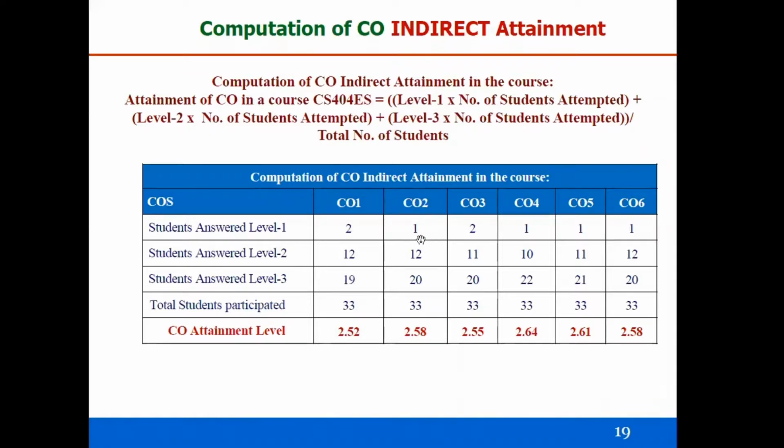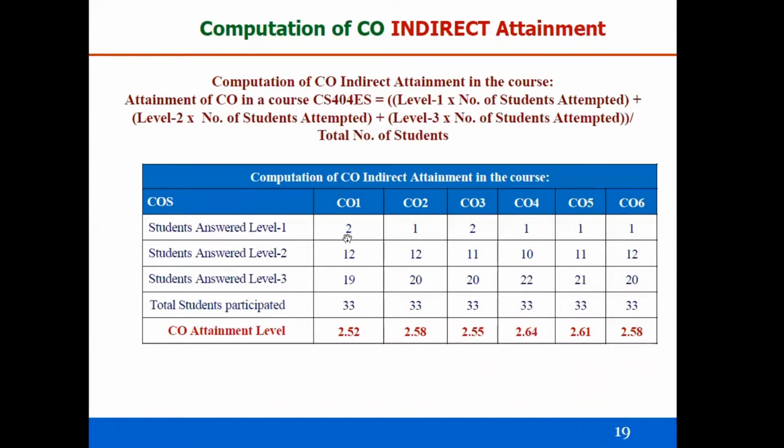Similarly for CO2 also, you can substitute these values: 1 into 1 plus 2 into 12 plus 3 into 20 whole divided by 33. So you will get 2.58. Then CO3 also 1 into 2 plus 2 into 11 plus 3 into 20 whole divided by 33. So this is the value we obtained, 2.55. If you want, you can cross check by taking these values. So then CO4 also 1 into 1 plus 2 into 10 plus 3 into 22, whole divided by 33. Here we will get 2.64.